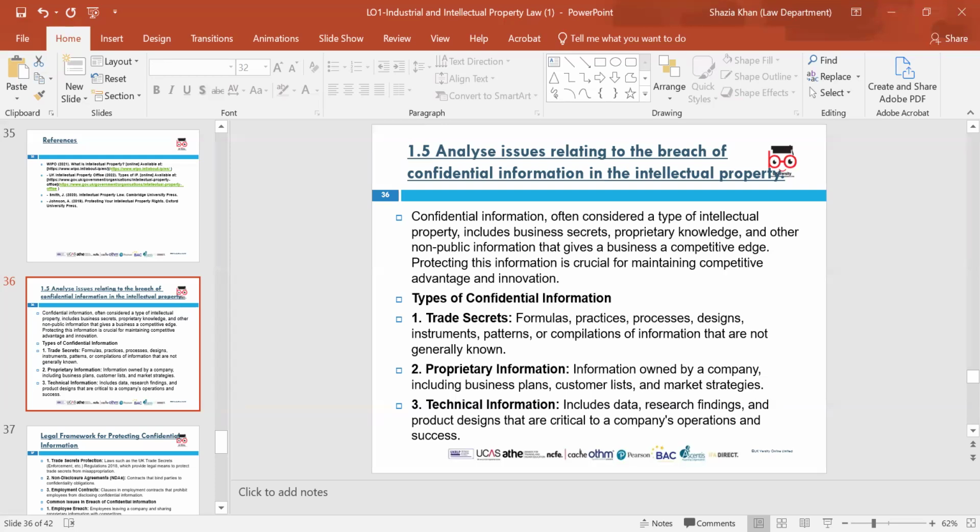So confidential information, often considered a type of intellectual property, includes business secrets, proprietary knowledge, and other non-public information that gives a business a competitive edge. Protecting this information is crucial for any organization.